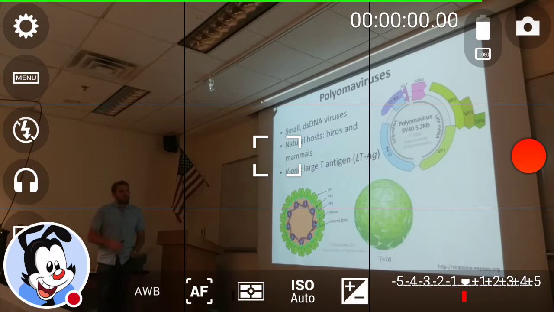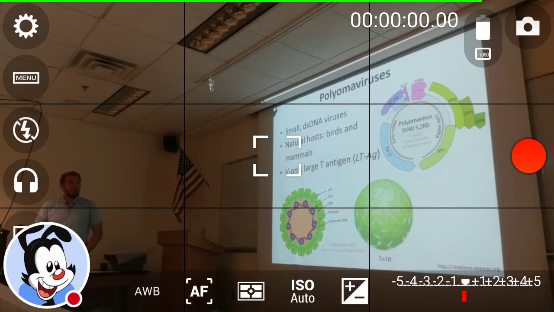Polyomaviruses are quite unique in the sense that they're typically pretty small, and what a lot of other viruses do with 2 or 3 or 4 different proteins, polyomaviruses do using this large T antigen. Large T is both a replication factor and a transcription factor. It binds proteins and targets them for degradation. It's quite remarkable how this virus has fit all those functions into this one protein.